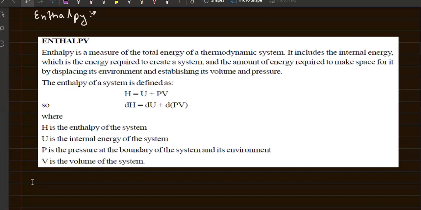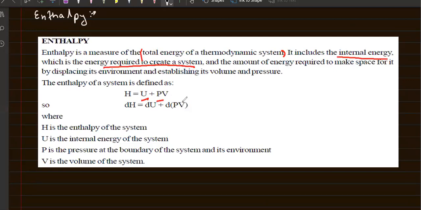Means if volume is changing or pressure is changing, the molecules are displaced, right? So there must be some kind of energy associated with that. So I can say that the total energy of a system is given by enthalpy. It requires two components. First is the energy which creates the system, which is its internal energy.